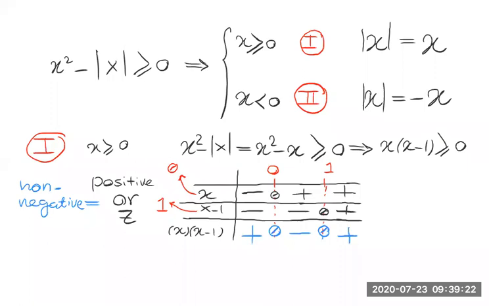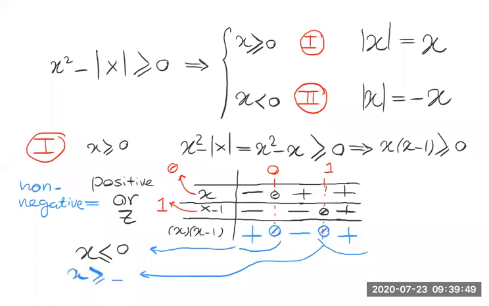We want this thing to be positive, right? Or 0. So it's either less or equal than 0. So the places we are interested in are this place and this place. The first one says x should be less or equal than 0. The second one says x should be greater or equal than 1. But are these two answers acceptable, both of them? Are both of them correct here or not?